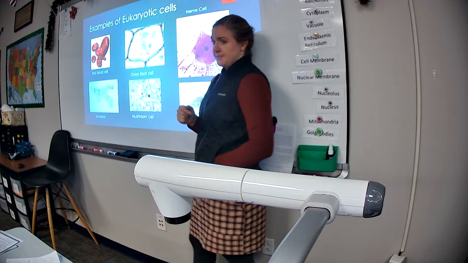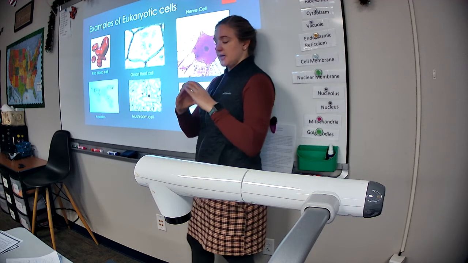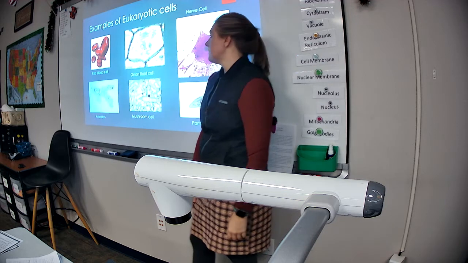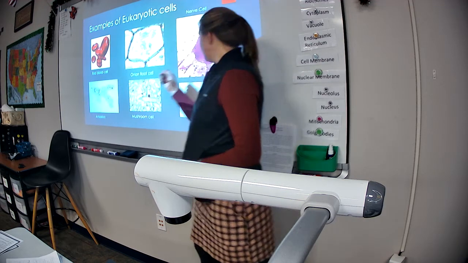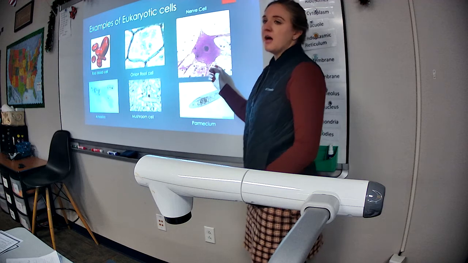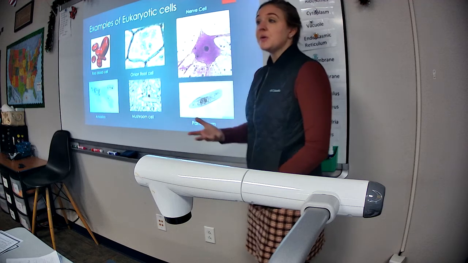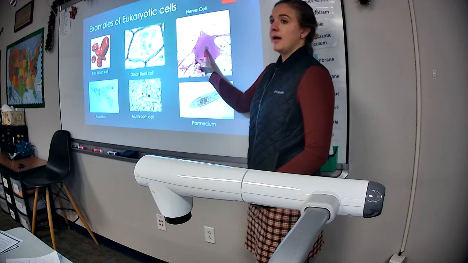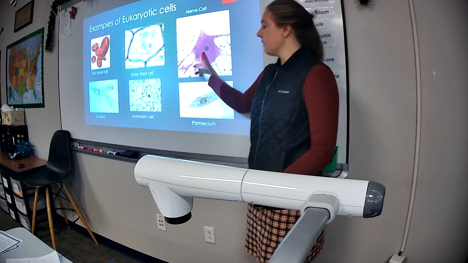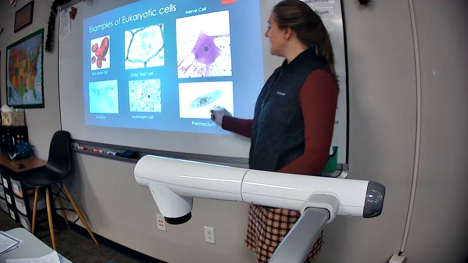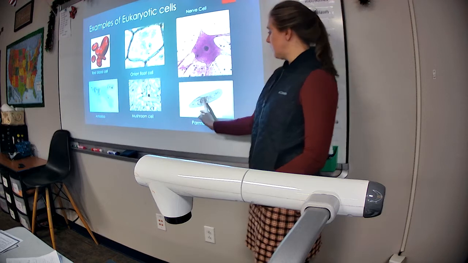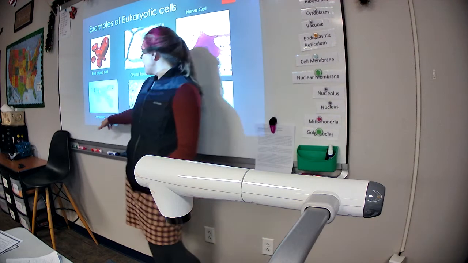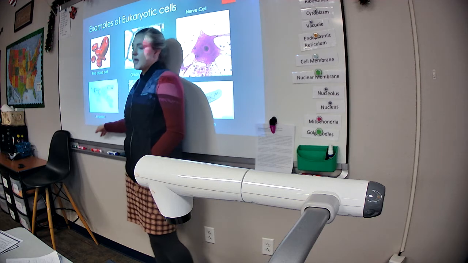Also, plant cells tend to be more square-shaped than circle-shaped. That's one of the main differences there. This right here is a nerve cell. That is eukaryotic because you can see there's the nucleus, right? A defined nucleus, which means it's eukaryotic. Paramecium, also eukaryotic. You can see the nucleus right here. Mushroom cells, also eukaryotic. Amoeba, also eukaryotic.